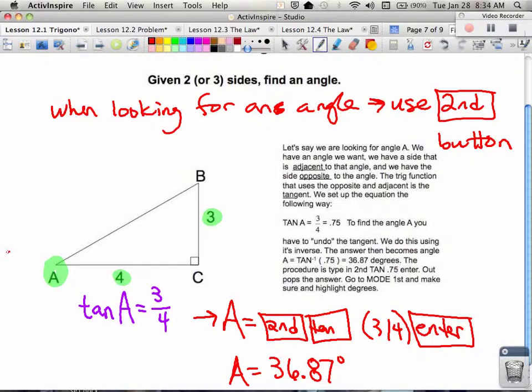So the big idea here is that when you look for an angle, you need to use the second button. So you set up your equation, the tangent of angle A is equal to the opposite over the adjacent, which means 3/4, and then you do second tangent, because you were working with the tangent, of 3/4, enter, and it'll tell you how many degrees that angle is. Let's try another.